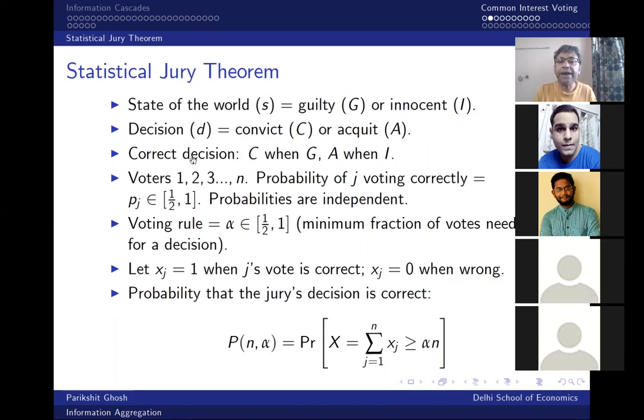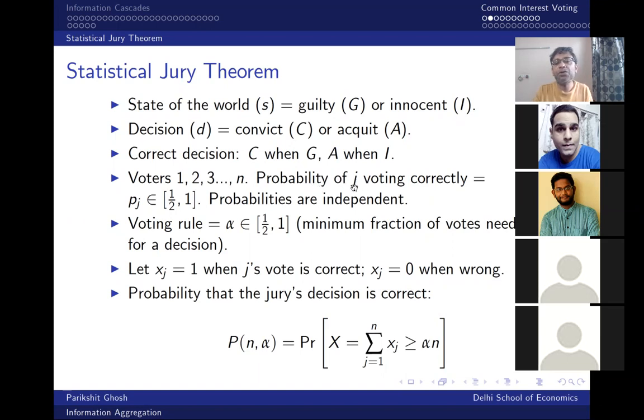Now, there's a correct decision, but it's state dependent, right? When the defendant is guilty, we ideally want to convict. When the defendant is innocent, we ideally want to acquit. Decision should be A. Unfortunately, we don't know for sure. That's the problem. So there are n voters.